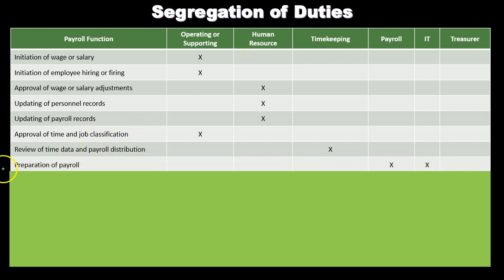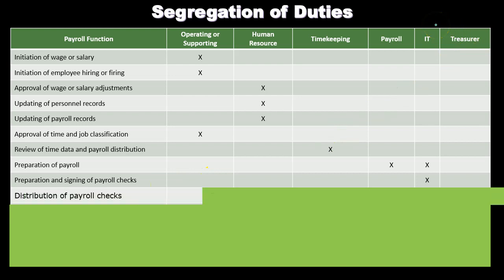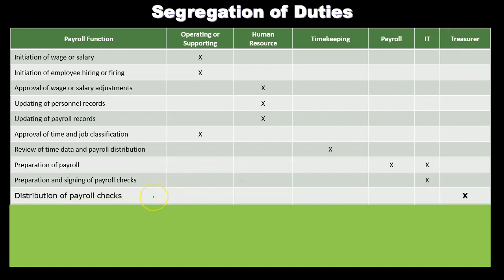Then we have the preparation of payroll records. That's going to be done by the payroll process, as well as supported by the IT if necessary to process the payroll. Typically, it will be in some format. Preparation and signing of payroll checks. That's going to be in IT, because it could be done in an automated process, possibly, in the signing of the checks in a large organization, especially if it's a direct deposit type of situation.